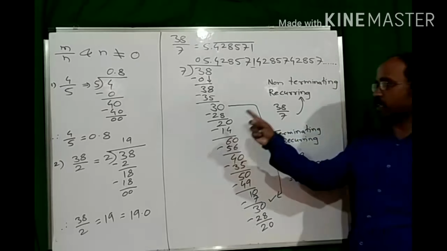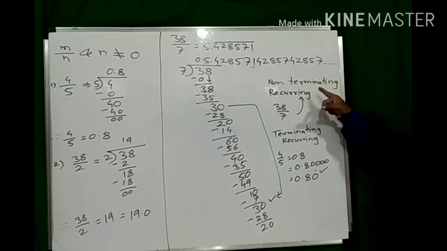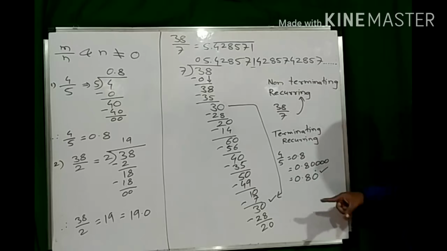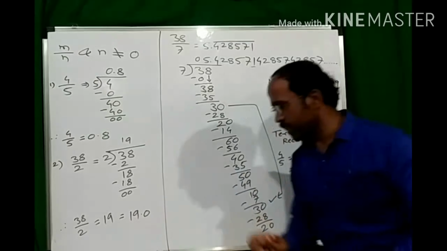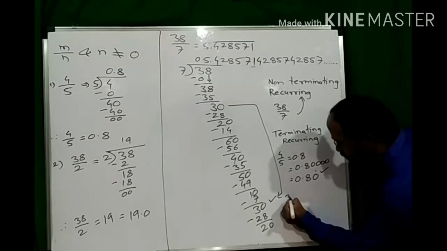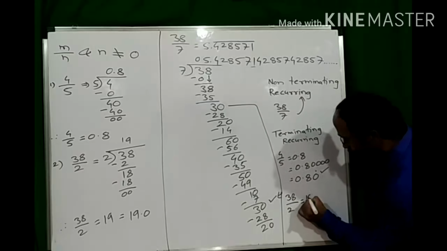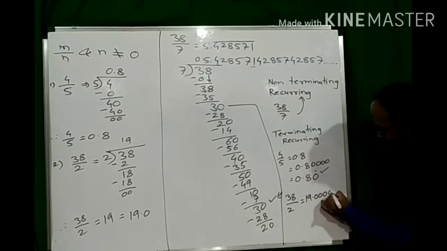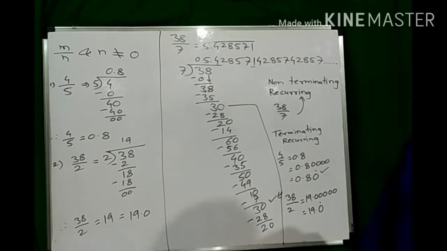So this terminating division can also be written in the form of non-terminating, recurring. Terminating numbers can also be written as non-terminating, recurring. Let us write the second number. 38 upon 2 can be written as 19 point, any number of 0 after it, means 19.0 bar.